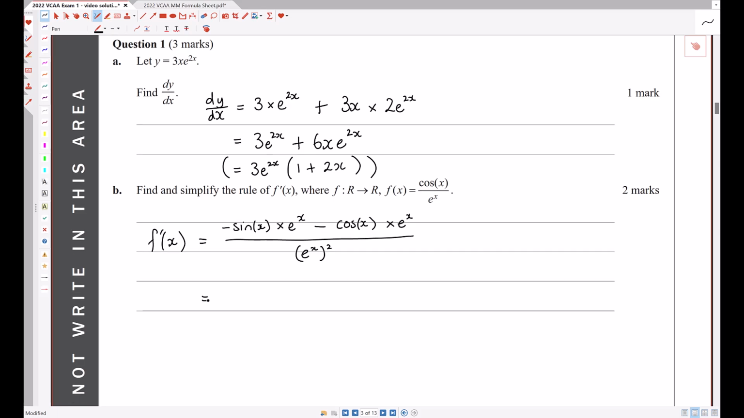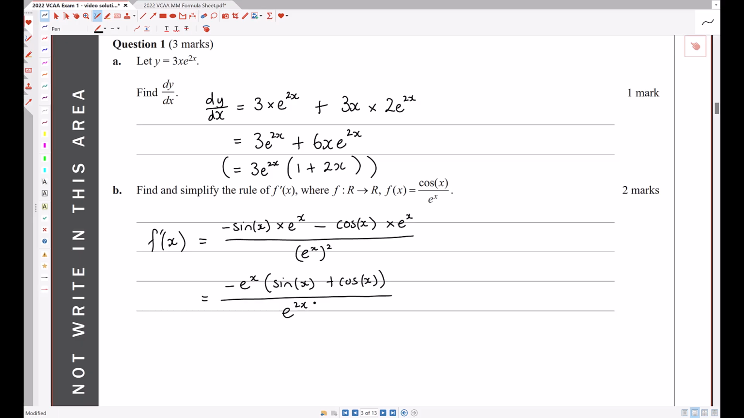Now, there is a bit of simplifying to do here, and it's interesting. I didn't mark last year, so I don't know how this might have been marked, but I do think this is not in simplest form to stay at this point. You'd earn your 1 mark here for having used the quotient rule. I've got a common factor of e to the x, in fact negative e to the x, on the numerator, so negative e to the x, and then I've got sine of x plus cos of x, and on the denominator I've got e to the 2x.